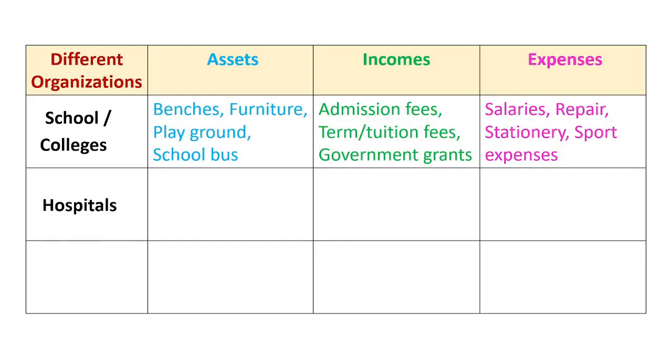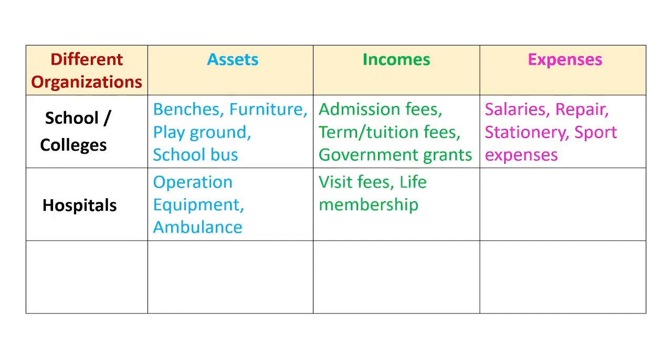Now, the next one is a hospital. A hospital is different from schools and colleges. Hence, operation equipment and ambulance are the assets for a hospital. Whereas visit fees of doctors, patients' lab fees, and membership fees of patients are the income for a hospital. And medicines and salaries to staff are the hospital's expenses.